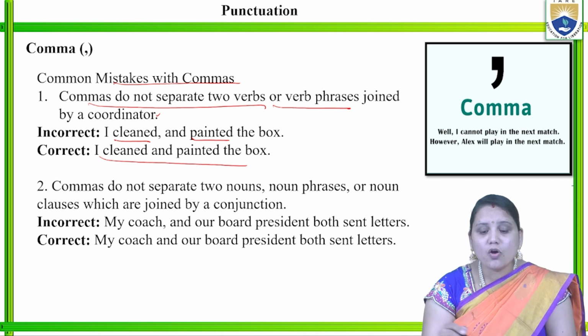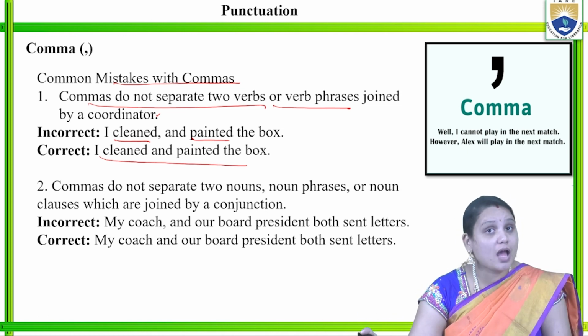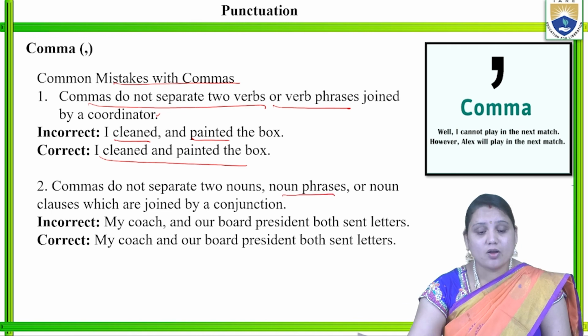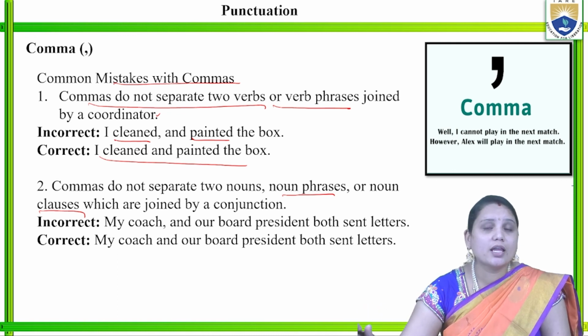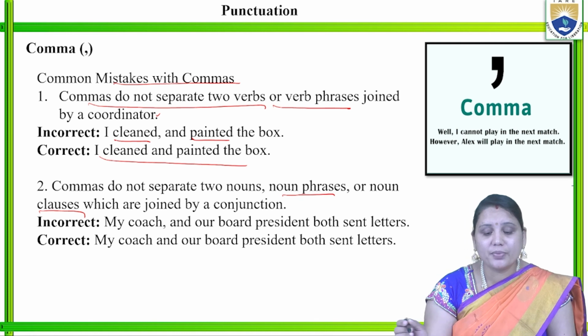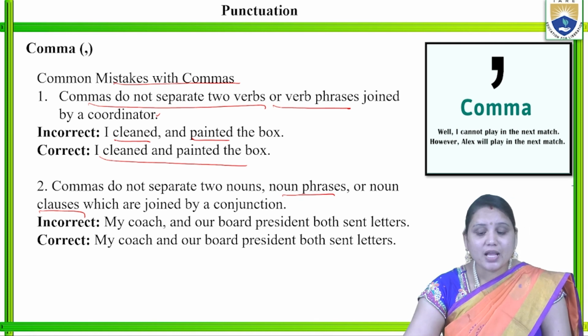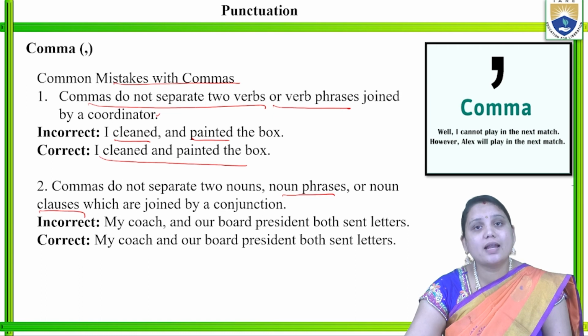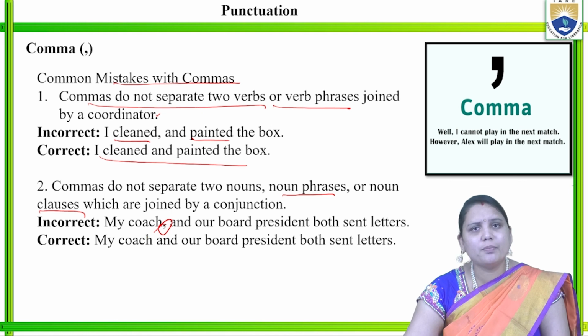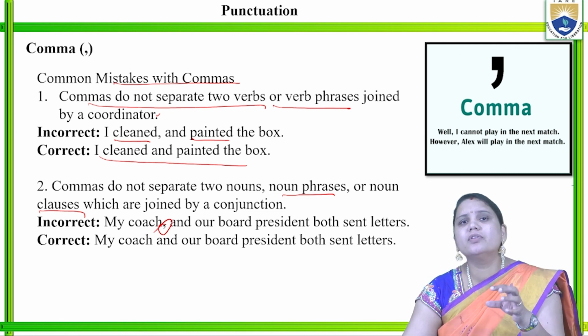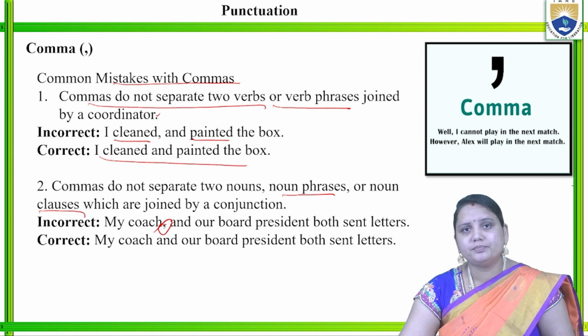Isn't it? That is wrong usage. Next. Commas do not separate two nouns, noun phrases or noun clauses which are joined by a conjunction. The nouns which are joined by a conjunction cannot be separated with a comma. For example, here you see, my coach and our board president both sent letters. Here, what is the need of the comma? There is no need. We are not giving any pause, because both my coach and our board president both sent letters. We are just making a general statement with the usage of a connective conjunction.